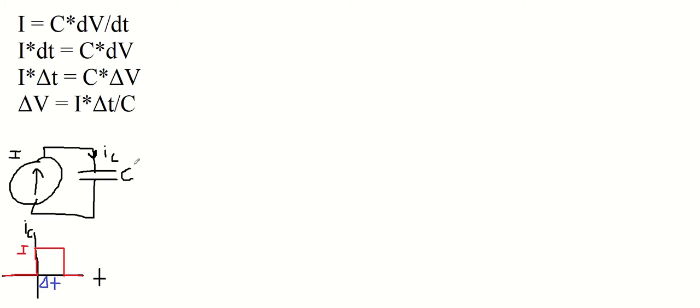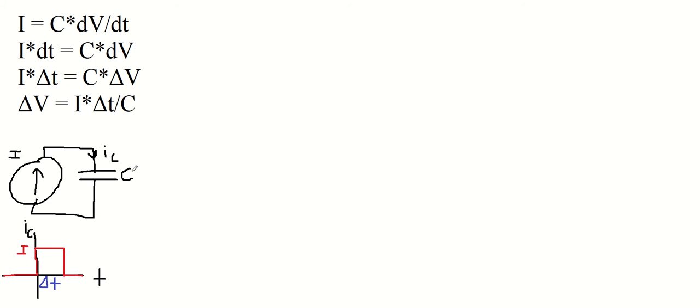So the final voltage that we get across our capacitor, the change in voltage, since we started at 0 equals the final voltage, we're going to get a final voltage across this capacitor of precisely the area of this rectangle divided by C, divided by the capacitance. So that works. That seems straightforward.